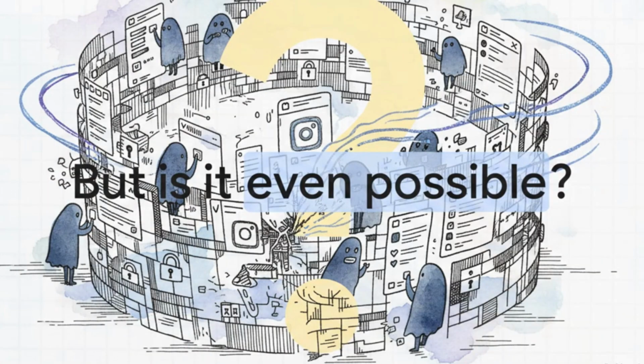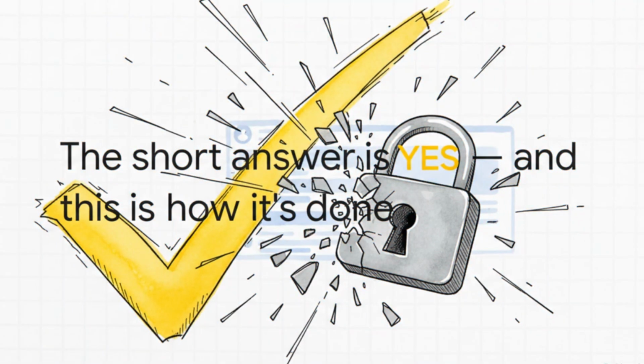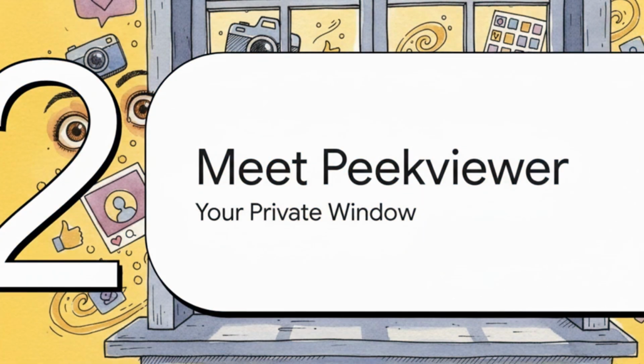Okay, but let's be real. Instagram is constantly pushing you to log in. They've got pop-ups everywhere. So with all those walls they put up, is doing this kind of thing even possible anymore? The answer, you'll be happy to hear, is a huge yes. And the key that unlocks this whole private viewing thing is the very tool we're about to jump into. So let's meet Peak Viewer.